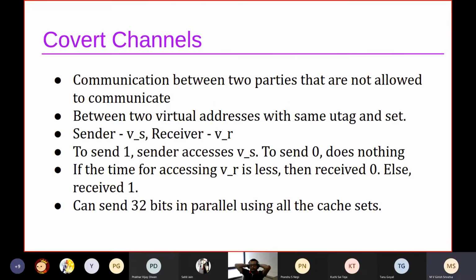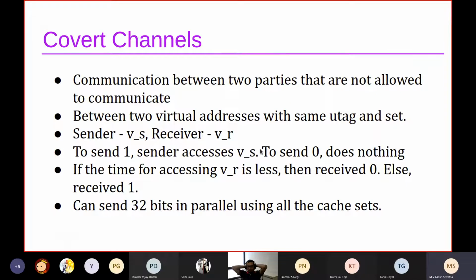We'll now be seeing how significant these attacks are. The standard way to test it is through covert channels. There is a sender and a receiver. They determine two different virtual addresses which have the same mu tag and the same set. To send 1, the sender will access the set. To send 0, it does not access it.